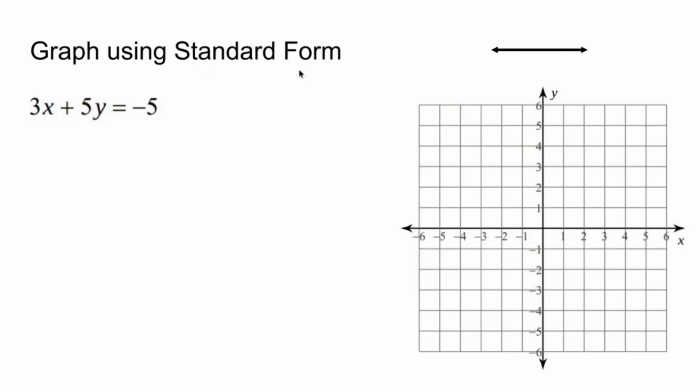Graph using standard form. Now standard form is in the form ax plus by equals c. Now there's a few shortcuts if we want to use standard form to help us figure out how to graph it quickly. Okay, now here are the shortcuts, and this is something that you're going to memorize if that's what you decide to do. I'm going to try to find 2 things, the x-intercept and the y-intercept.